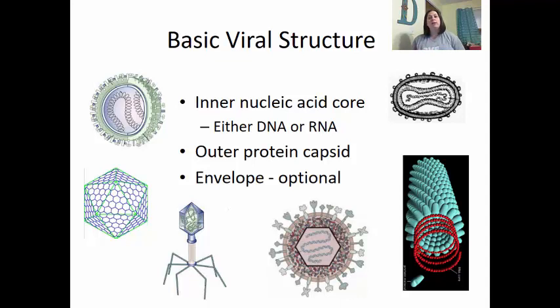Now, this inner core is protected by an outer protein capsid. These capsids can have different kinds of shapes. They can be very complex. They could be spherical. They could be a rod. There are lots of different ways that they can have this capsid. And then some of these viruses also have an envelope. The envelope is optional, but it does offer protection for the virus. Just like an envelope does for your letters, it makes it hard for you to see what's inside of it. This envelope offers protection for the virus to hide from your immune system.